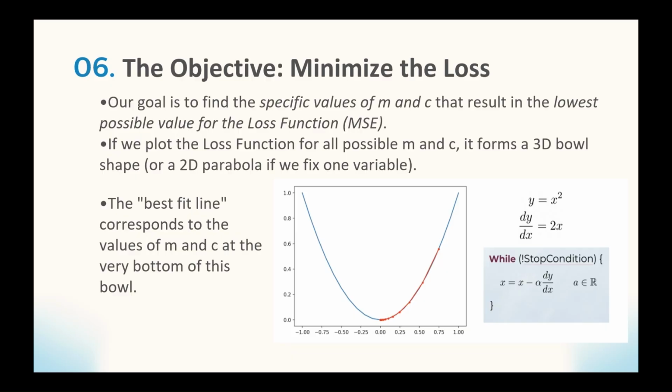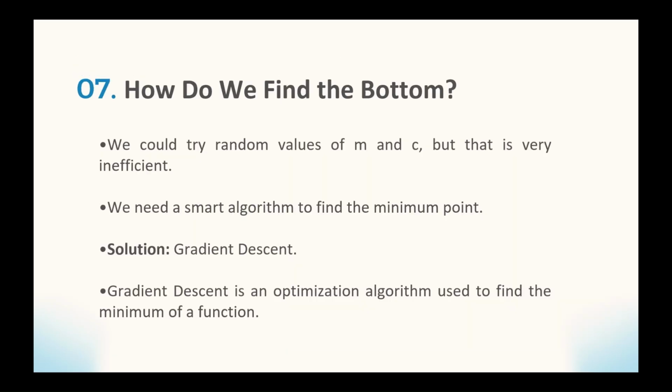If you could plot the MSE for every possible slope and intercept, you would get a 3D bowl shape like you see in this graph. The best fit line corresponds to the slope and intercept values at the exact bottom of this bowl. Our job is to find that minimum point. So again, how do we find the bottom of the bowl?